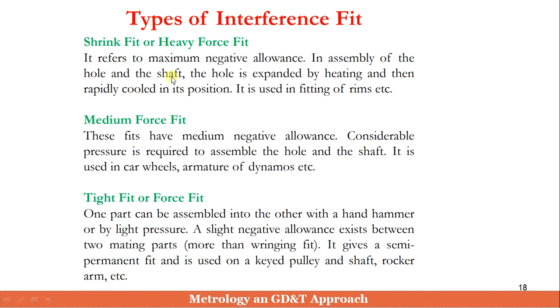Some of the examples or classifications are shrink fit or heavy force fit, which is the fitting of reams. Then we have a medium force fit, which is used in car wheels, dynamos or armatures. Then tight fit, that is keys, pulleys, shafts, and rocker arms.